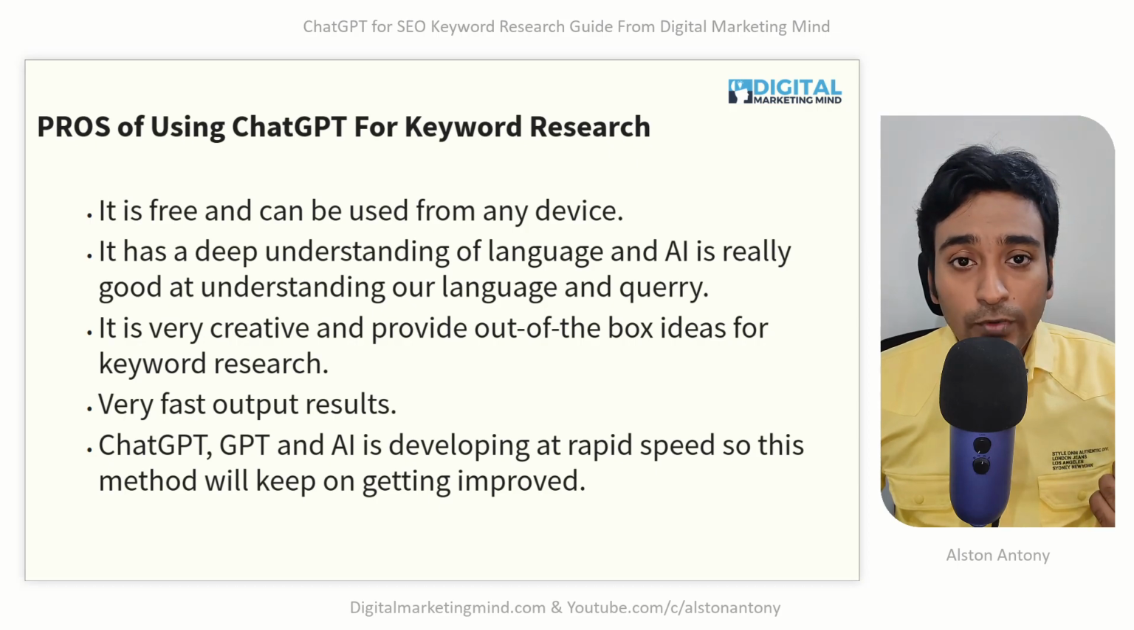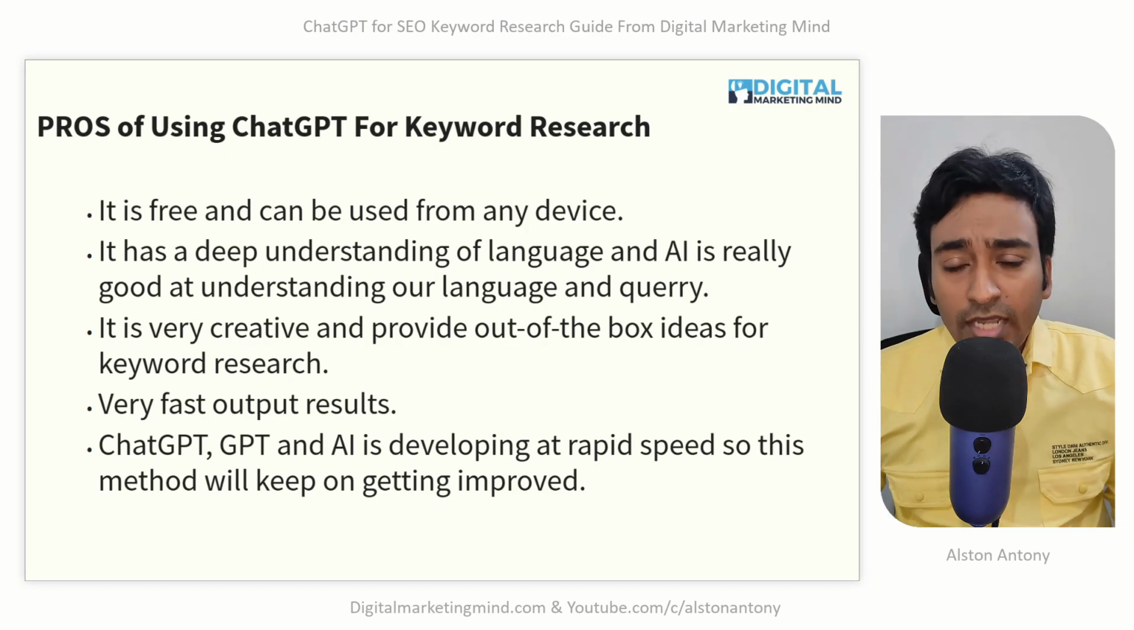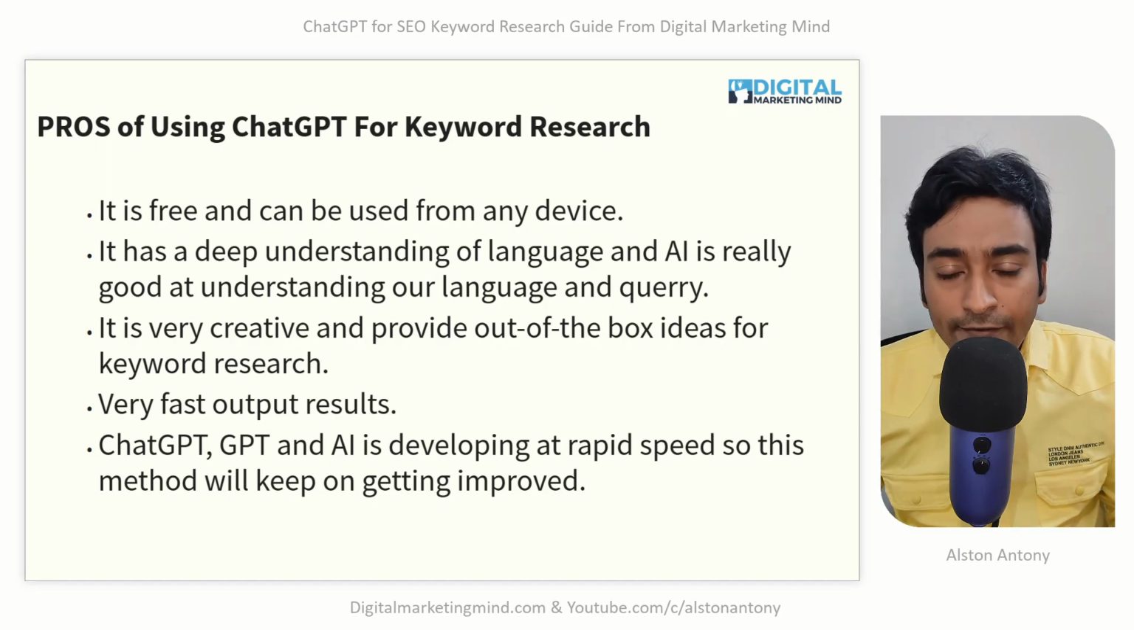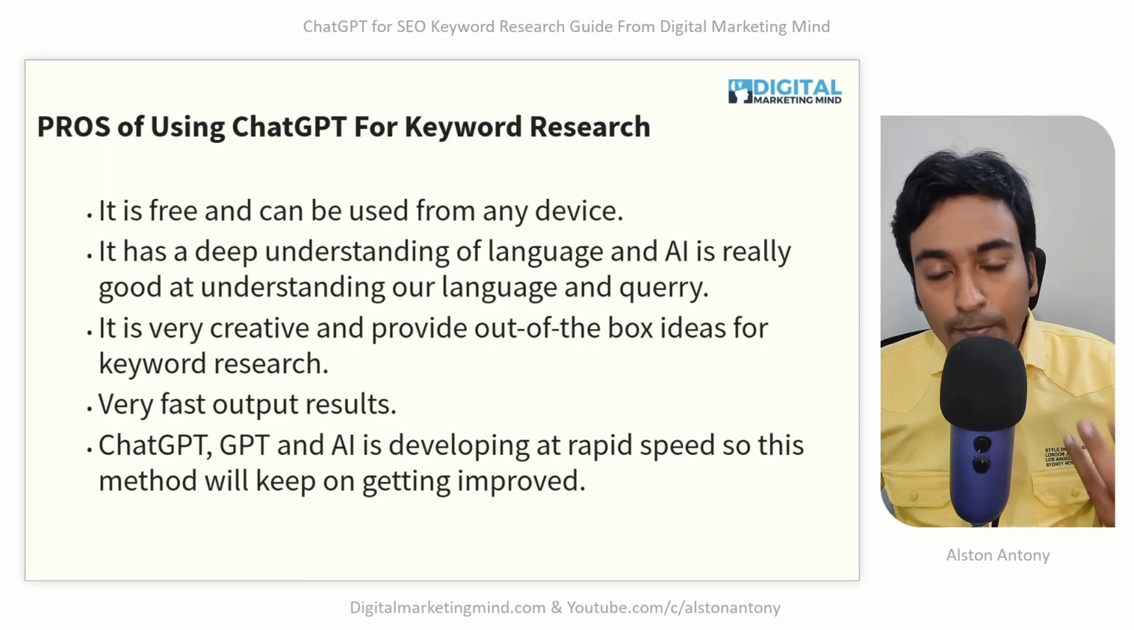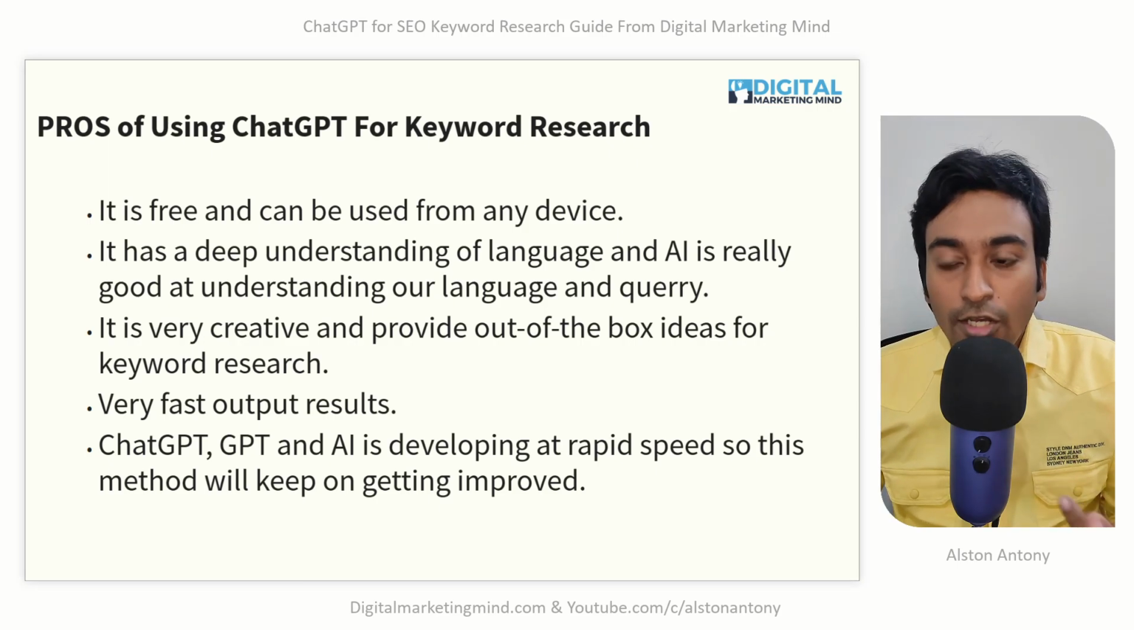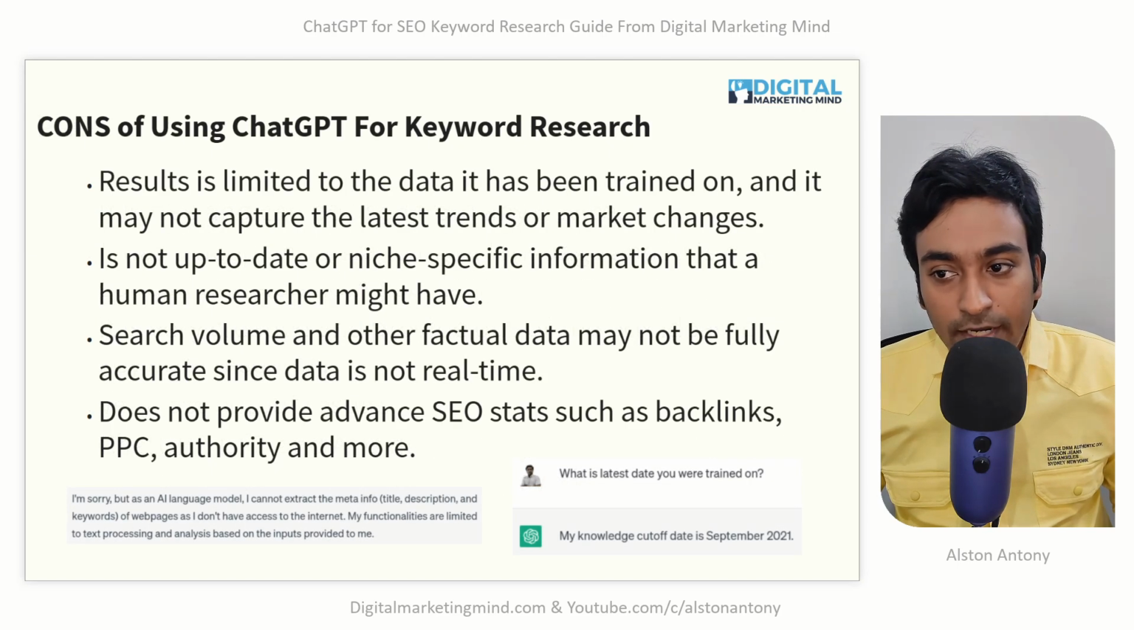And the final pro which I wanted to mention: ChatGPT, and the AI space in general, is developing at a rapid speed. So these methods will keep getting improved, not only for keyword research. It is already changing how our lives work, and it will keep on changing how all these processes work. Specifically for keyword research, the process will be mostly, or at least partly, automated with the help of AI, able to identify keywords. So those are the pros of using ChatGPT for keyword research.